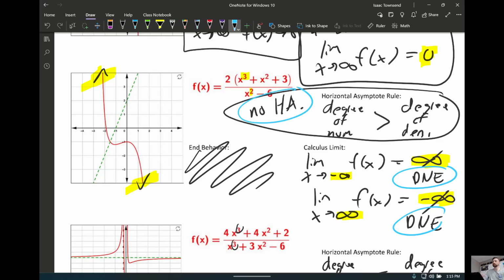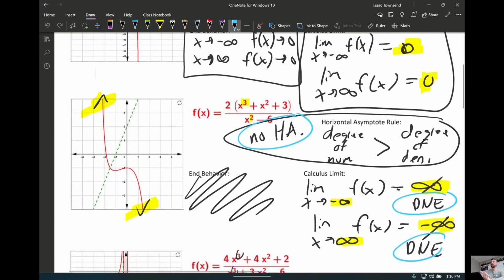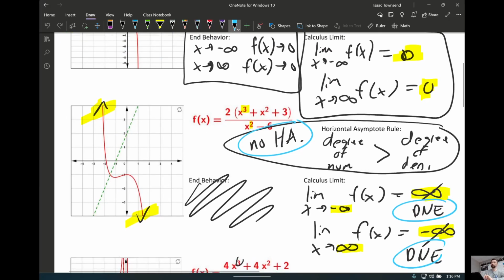If it does not have a horizontal asymptote, it's going to infinity or negative infinity. We don't need to be that specific. We can just say that the limit does not exist. So, horizontal asymptote is zero. It approaches zero on the left, zero on the right. Horizontal asymptote doesn't exist. We can say the limit does not exist, whether you're going to the left or to the right.